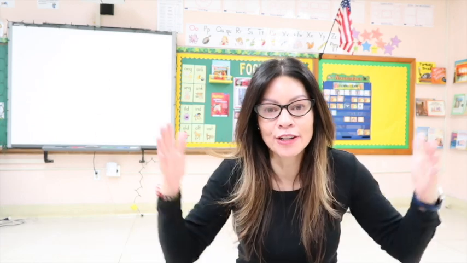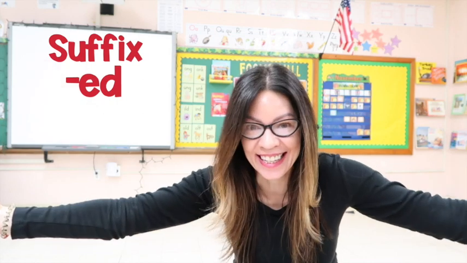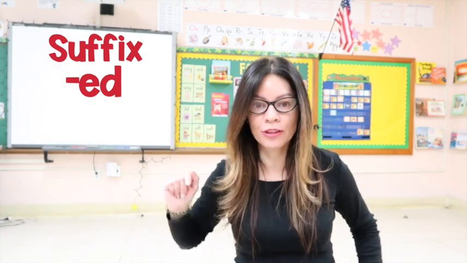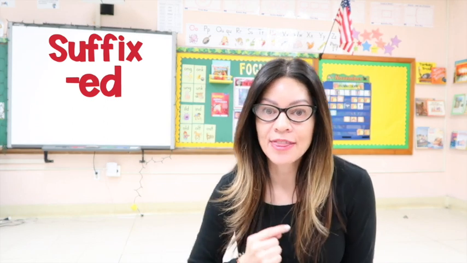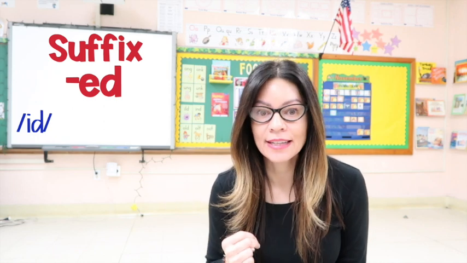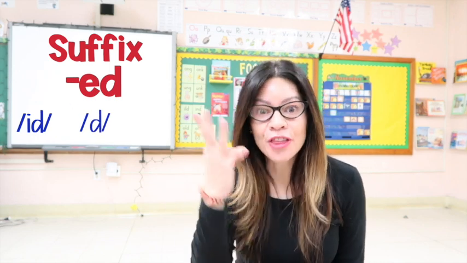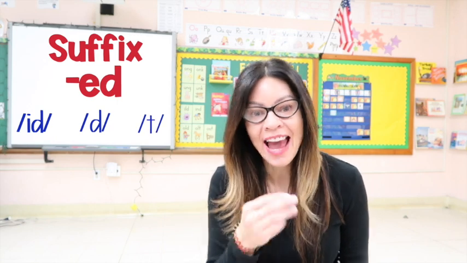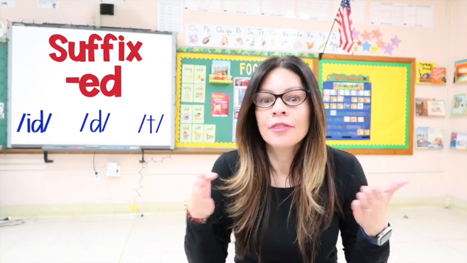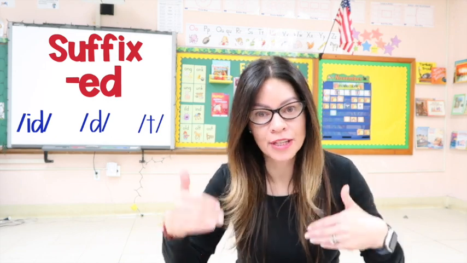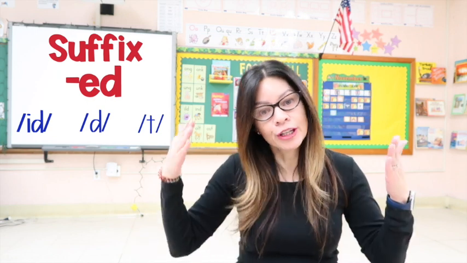Let's get started. Our special suffix, our featured suffix is ED. That is the suffix that has 3 different sounds. Let's talk about the 3 different sounds. The first sound that it has is id. The second sound that it has is d. And the third sound that it has is t. So it has 3 different sounds. And depending on the word, that's the sound that you're going to use. So let's go over a couple of these for each sound.